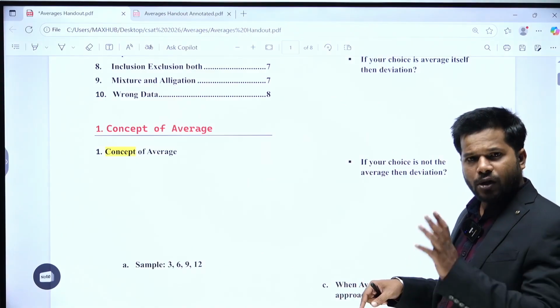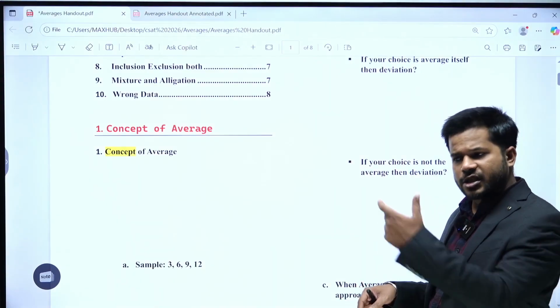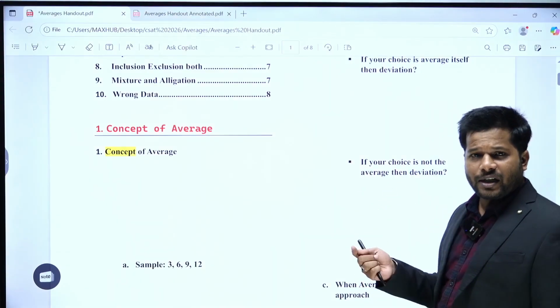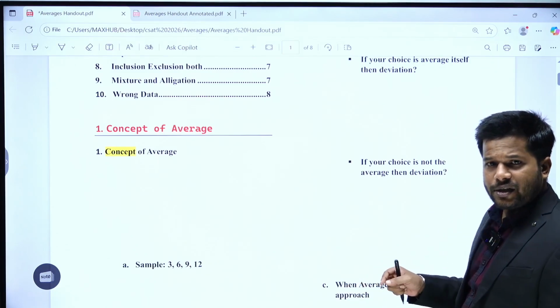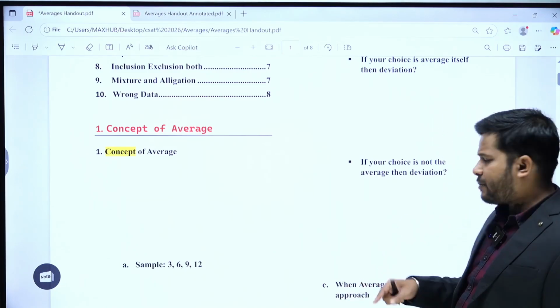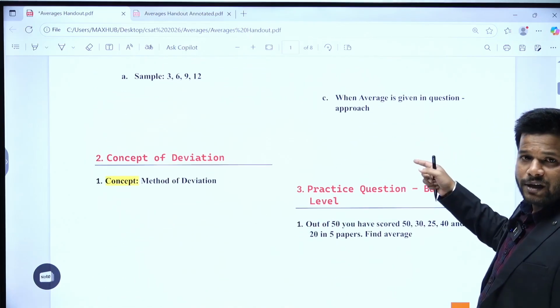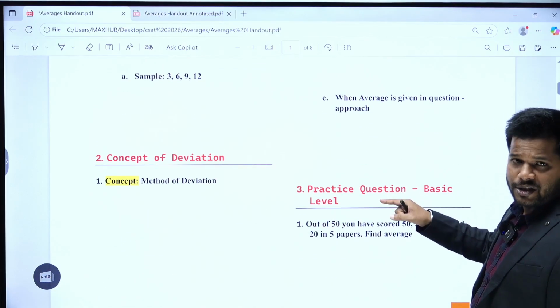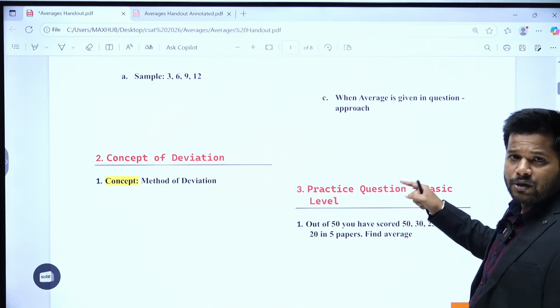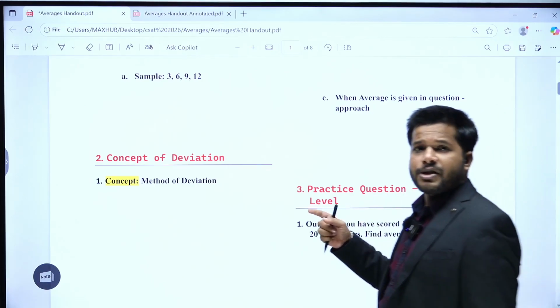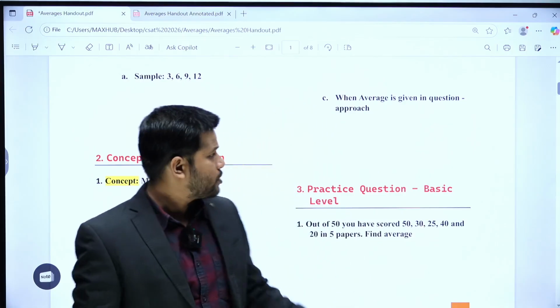A naught, the original assumed average, plus the average of the deviations, right? The sum of the total deviation divided by the number of terms. When the average is given in the question and you want to find the terms, I have already told you, take x. Sum is equal to average into the number of terms. So you can use that.